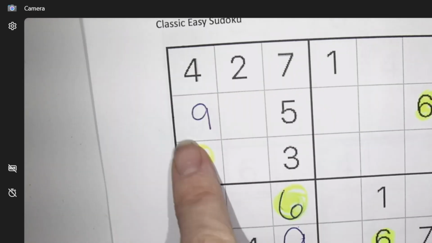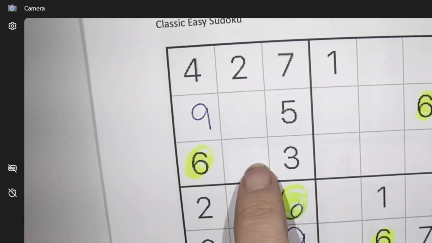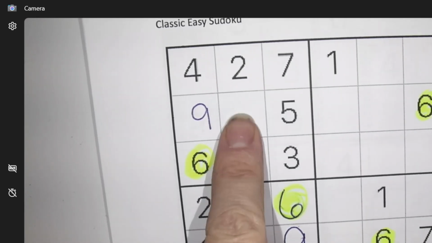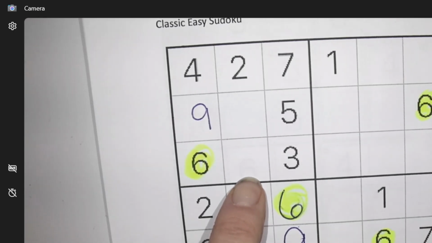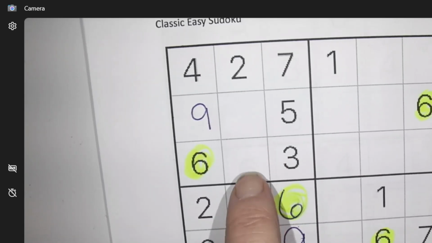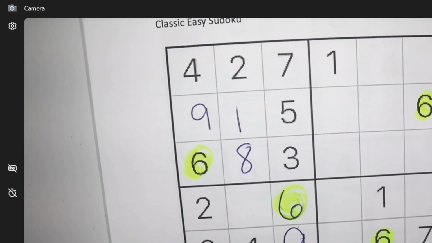Oh, why don't we try to finish this box out? Because there's only 2 things missing in the box. What are your 2 numbers? A 1 and an 8. Do you have any eliminations? Yeah, there's a 1 here, so I can't do the 1 there. So 1 and 8. Okay, I'm not going to finish this out with you guys because I'm just trying to give you strategies. So the rest is just doing those same things.